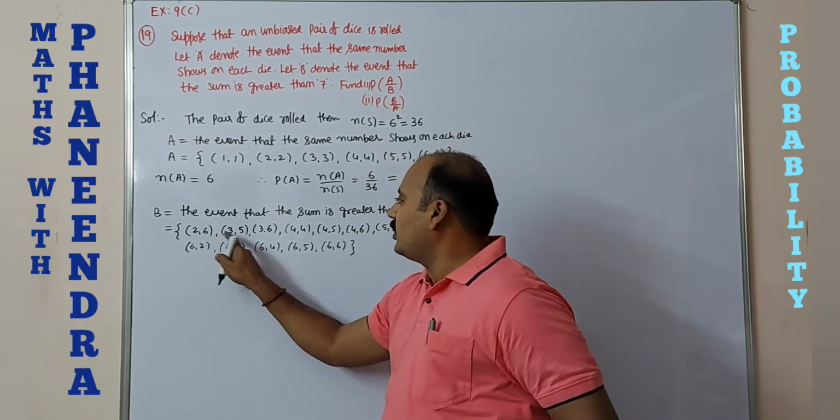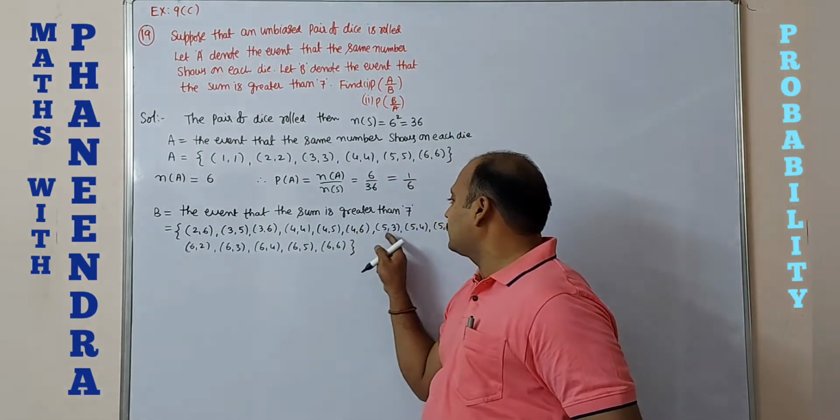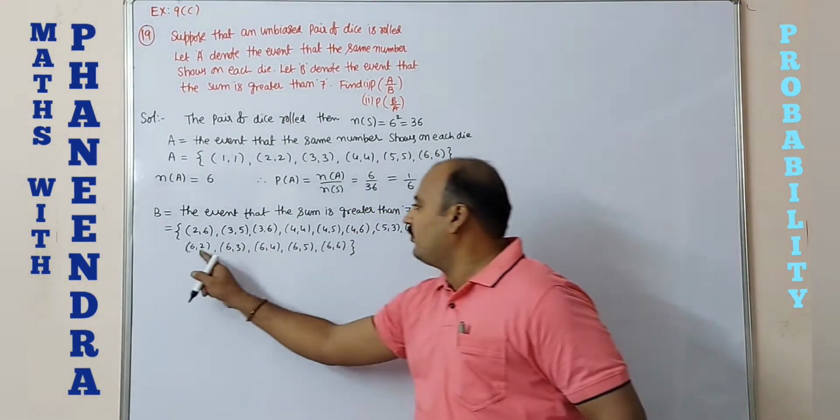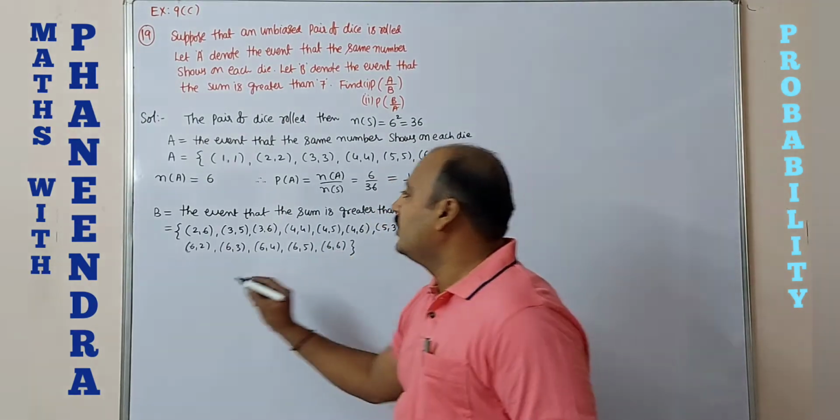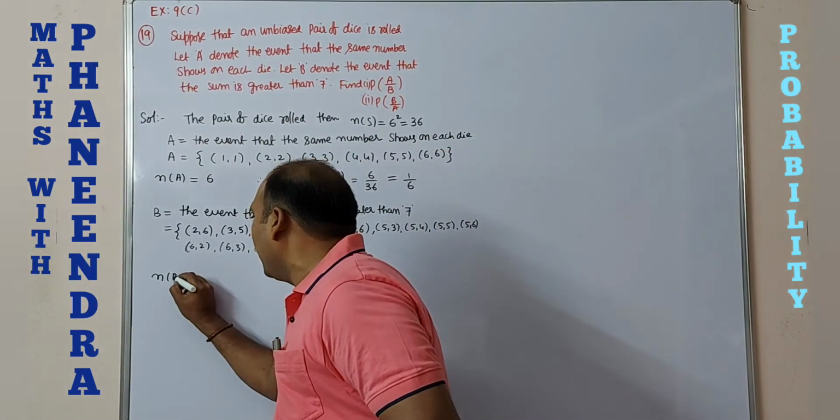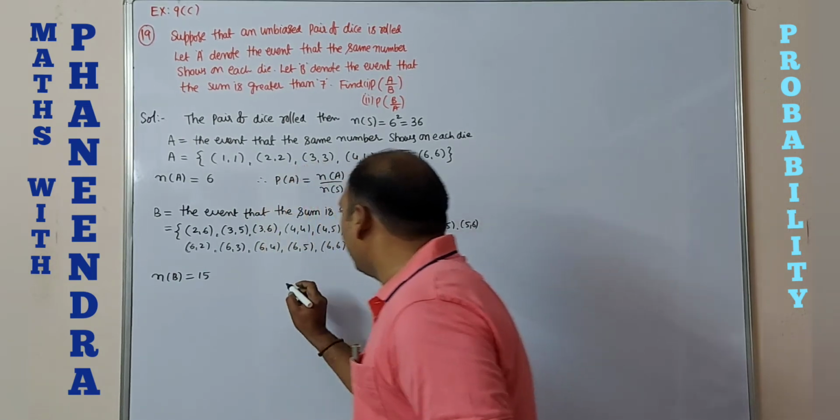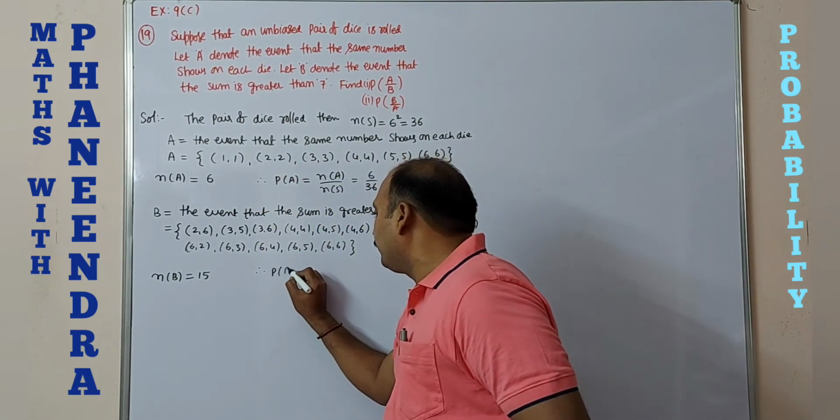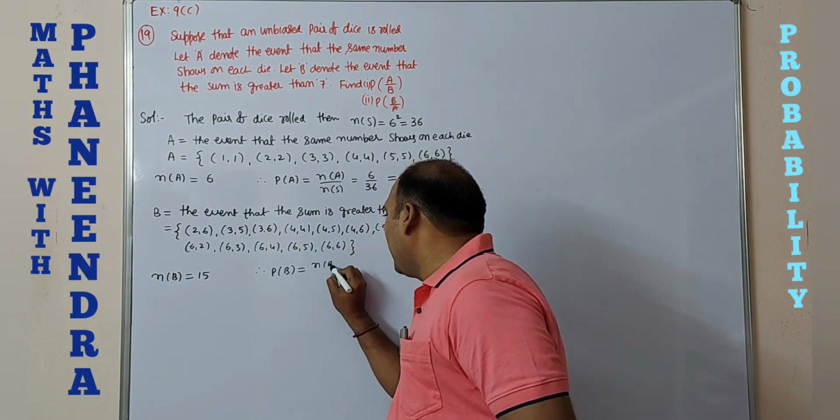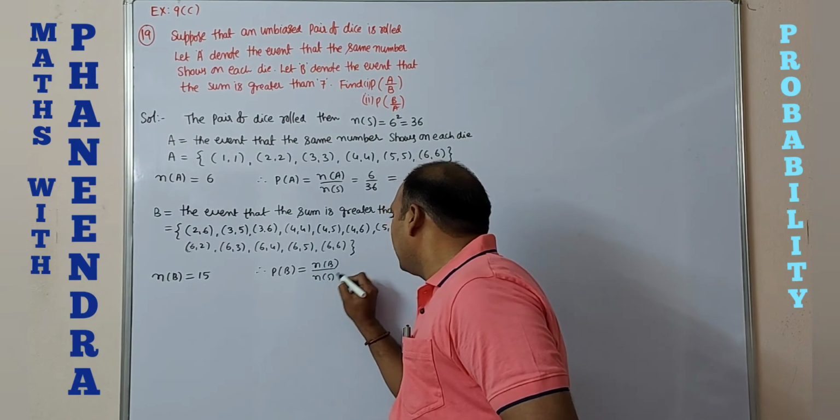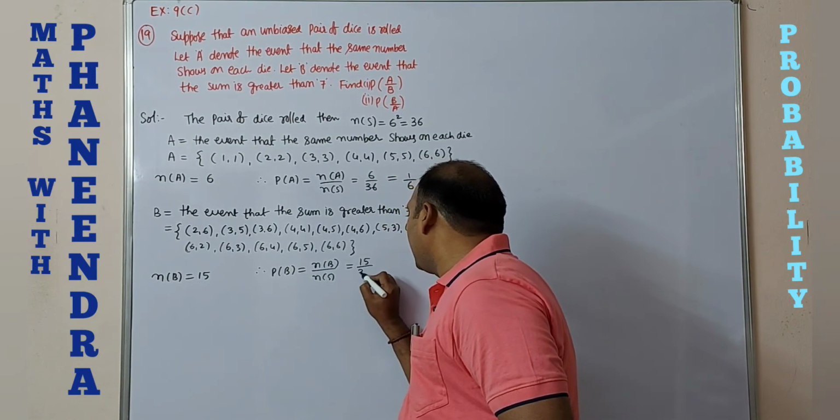So how many are there? 1, 2, 3, 4, 5, 6, 7, 8, 9, 10, 11, 12, 13, 14, 15. So N of B is equal to 15. So therefore P of B is equal to N of B by N of S. So 15 divided by 36.